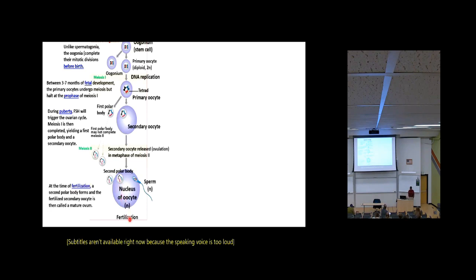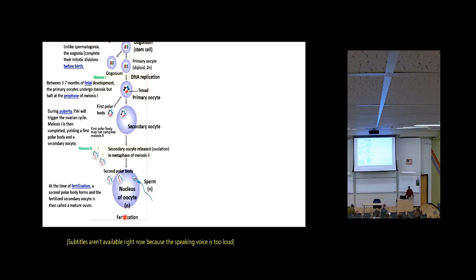And then we find that the secondary oocyte is what is going to be released during ovulation, and the remaining half is also lost as a secondary polar body. Meiosis 2 will only complete during fertilization, and this is something we'll revisit when we talk about fertilization next week, right?